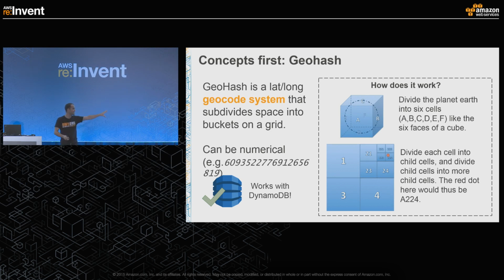So if you would look at a scenario here, where we have a square, if you see the red dot here, if that's the location I want to look around, then that would be A224, for example. This can be fully numerical, which allows us to put it into DynamoDB. So it could be a numerical number like the one that you see here on the left side, and that allows us to put it into DynamoDB and use the normal indexation principles of DynamoDB to search in between certain strings or numbers here to define the location.